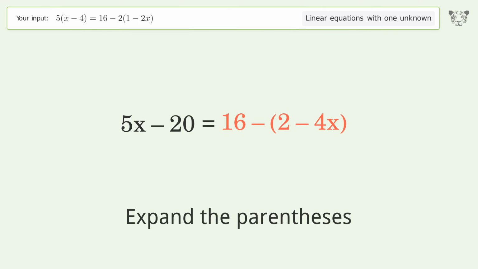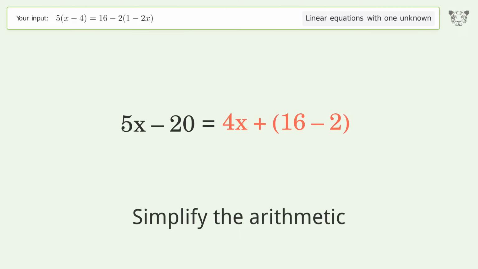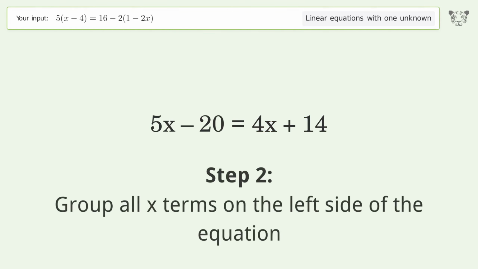Expand the parentheses. Group like terms. Simplify the arithmetic. Group all x terms on the left side of the equation.